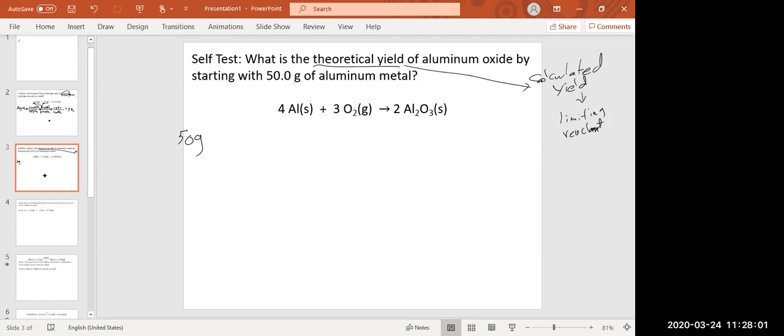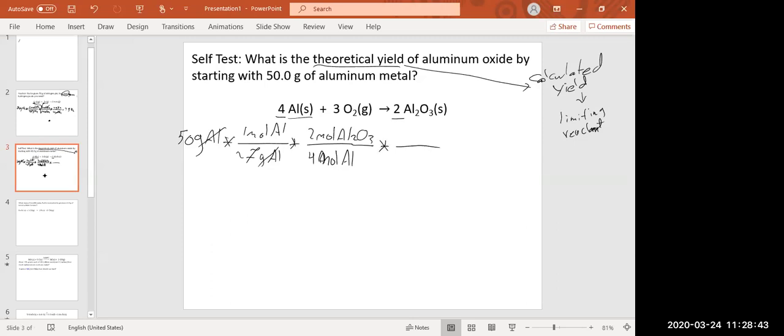Step 1 is 50 gram aluminum metal. Times the molar mass: 1 mole Al divided by the molar mass, which is approximately 27 gram aluminum. Then we need to go from step 2 to step 3 by using the mole to mole ratio between Al2O3, aluminum oxide, and the aluminum. Which one goes to the bottom? It is the 4 mole aluminum. In the top, 2 mole Al2O3.